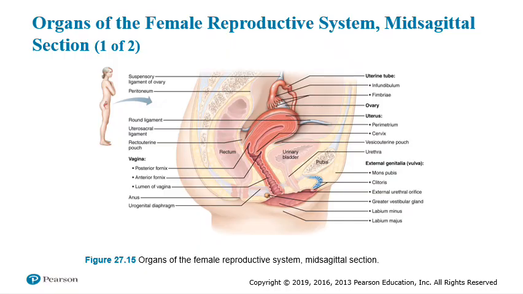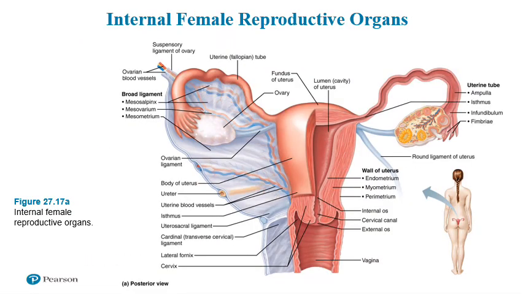The internal genitalia is located in the pelvic cavity, and this includes the ovaries and the duct system, such as the uterine tubes, the uterus, and the vagina. The external genitalia is actually outside of the body cavity and is known to us as the external sex organs.